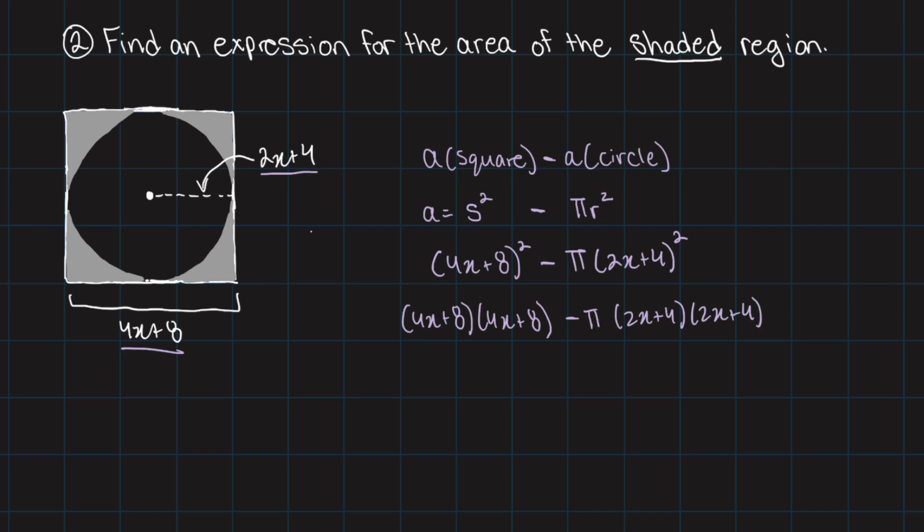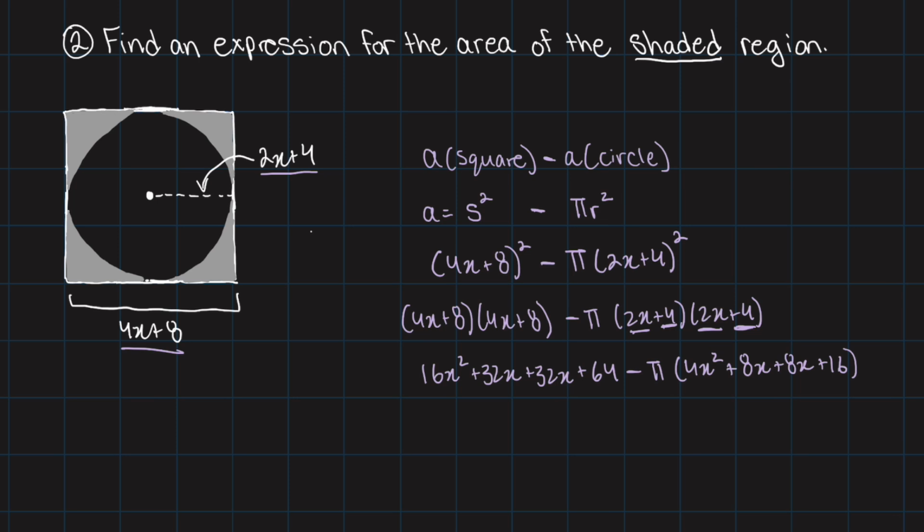Now we apply the distributive property again. So we have 4x times 4x, which is 16x squared. And then 4x times 8, which is 32x. And then again, 8 times 4x is 32x. Then we have 8 times 8, which is 64. And then here we have pi again. Then we have 2x times 2x, which is just 4x squared. Here we have 2x times positive 4, which is 8x. And then again 4 times 2x, which is 8x. And then lastly we have 4 times 4, which is 16.